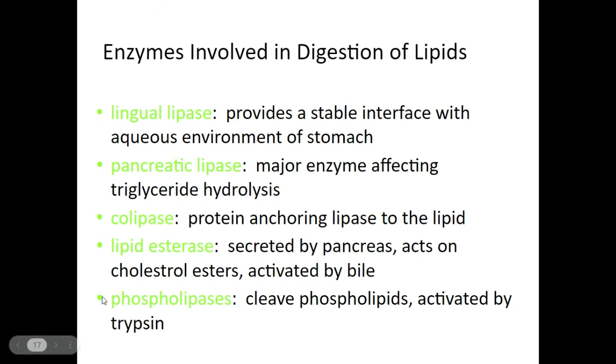This is what I discussed, except for this co-lipase. Co-lipase is like a helper of the pancreatic lipase to help pancreatic lipase digest more fats. So that's why it's called co-lipase. Lipid esterase is an enzyme that acts on cholesterol esters, cleaving fatty acids free from the cholesterol. Phospholipases act upon phospholipids like lecithin. Okay, take note of the enzymes that activate them. Say for example, trypsin activates phospholipases.